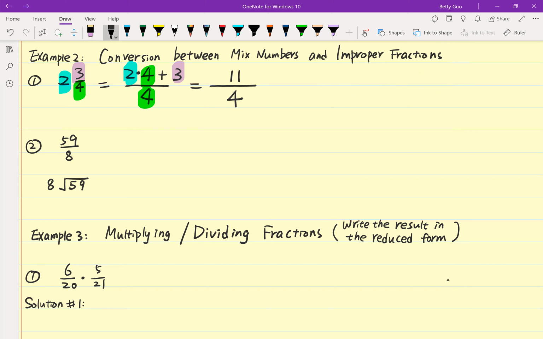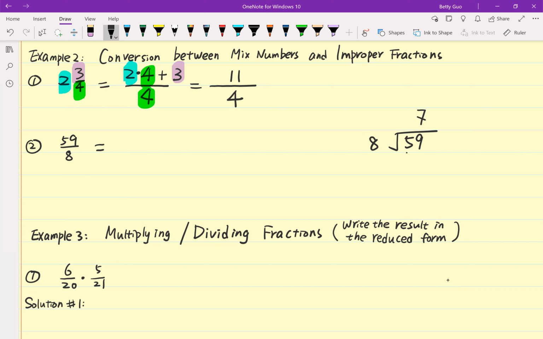The other way around, number 2, let's see. How do we rewrite this improper fraction, 59 over 8, as its equivalent mixed number? We're going to do the division, long division. We're going to divide the numerator by the denominator. Since the top is bigger than the bottom, we want to see how many times the bottom can go into the top. How many times as a whole, right? Yeah, 7, exactly, 7.